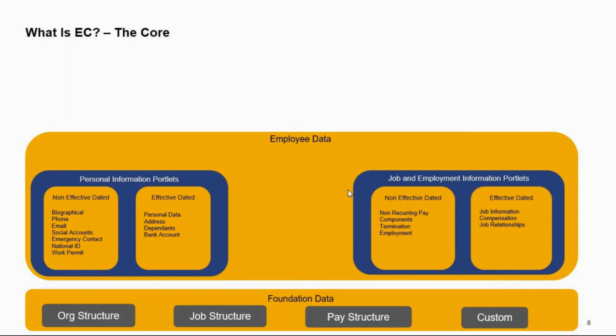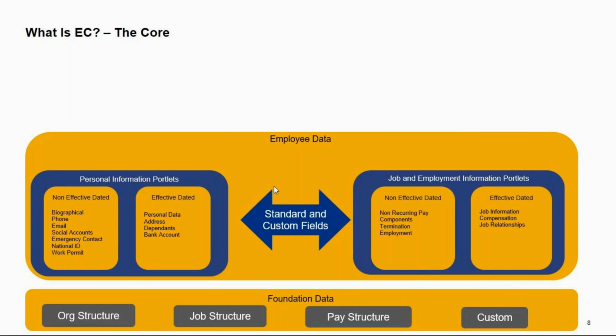Okay, so the employee data is split into two sections, personal information and employment information. Within personal, you have effective and non-effective. And within employment, you have effective and non-effective portlets. So these are the standard portlets. Now your customer may ask for custom portlets or custom fields within the standard portlets.